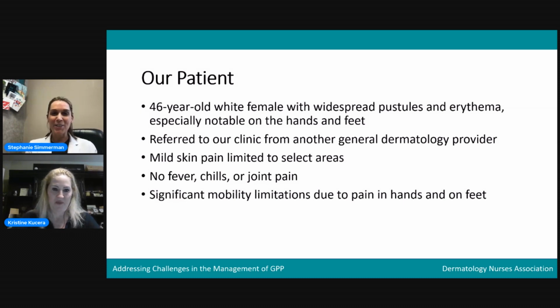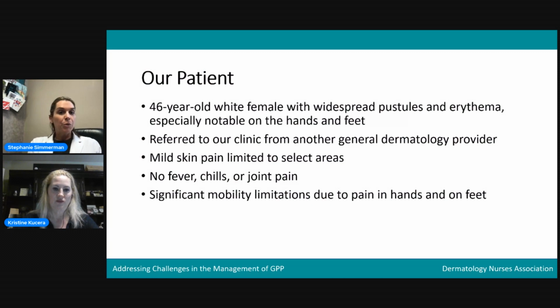All right, so let's discuss our patient here. We have a 46-year-old white female with widespread pustules and erythema, especially notable on her hands and feet. She was referred to our clinic from another general dermatology provider. She had mild skin pain limited to select areas of her body.